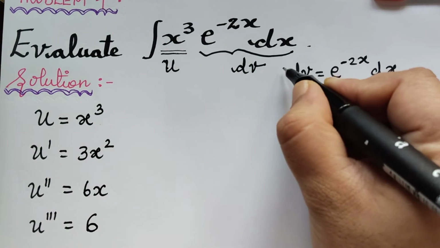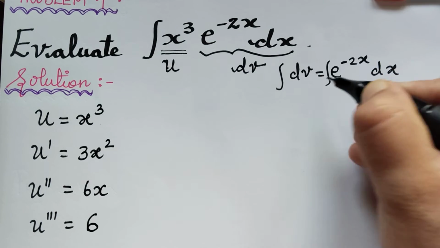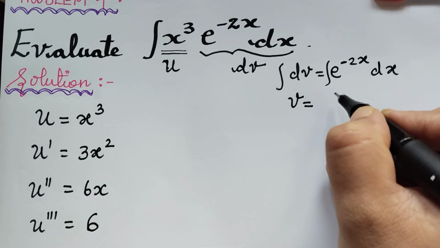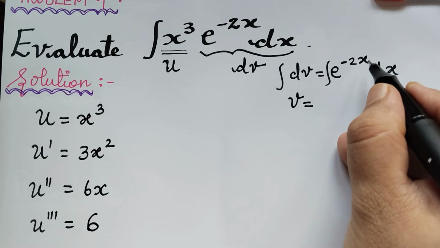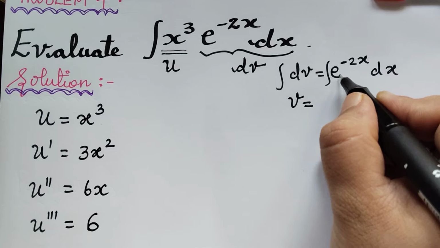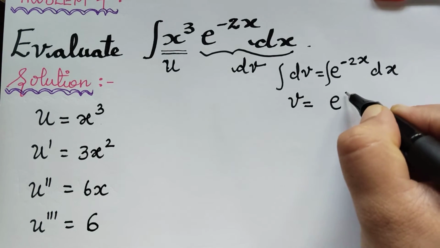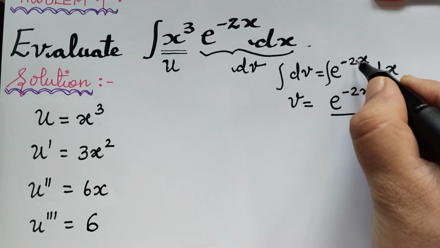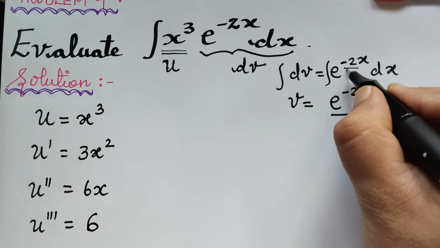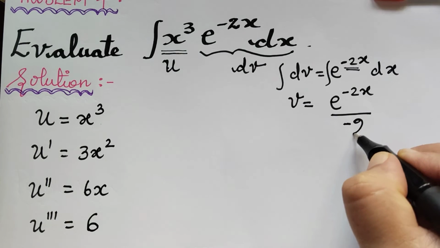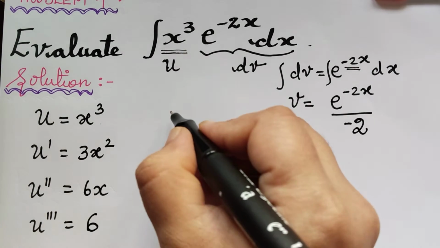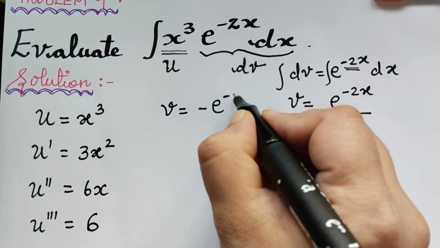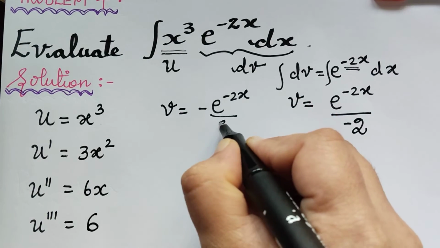Now using this we can obtain v. Integrating on both sides, integral dv is v, and that is equal to the integral of e to the power negative 2x dx. The integration of e power negative 2x is e power negative 2x divided by the constant that is in multiplication with x. What is that? It is negative 2. So divided by minus 2 we have here. Therefore v is equal to minus e to the power minus 2x divided by 2.